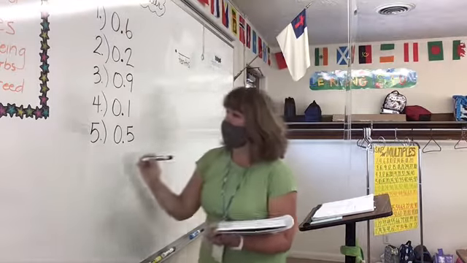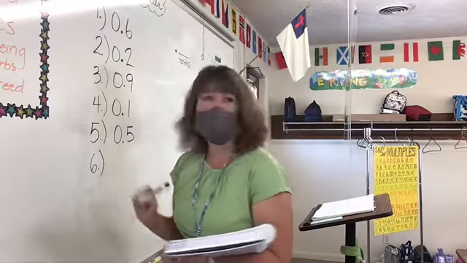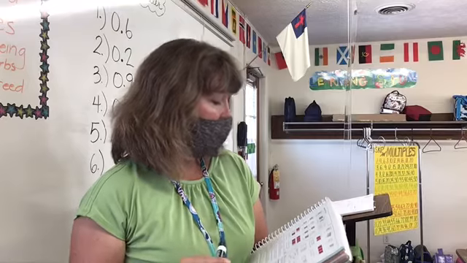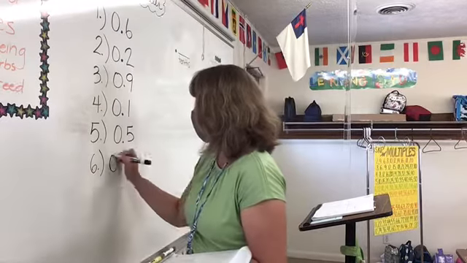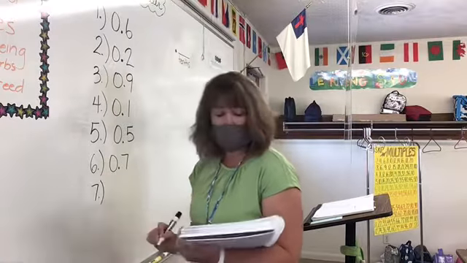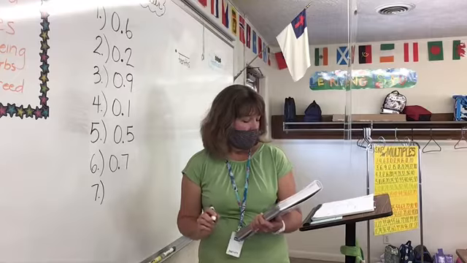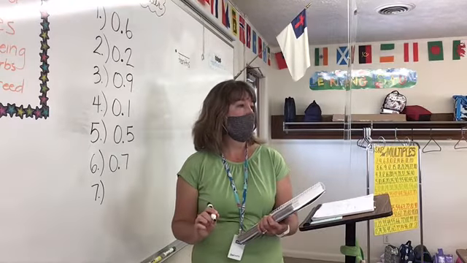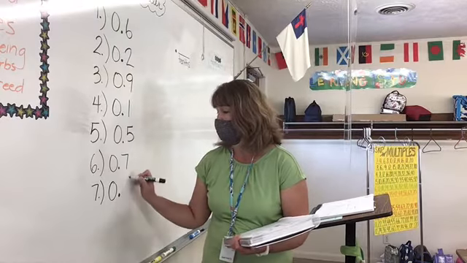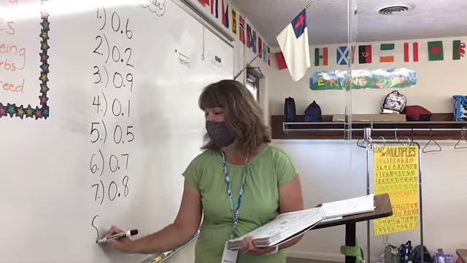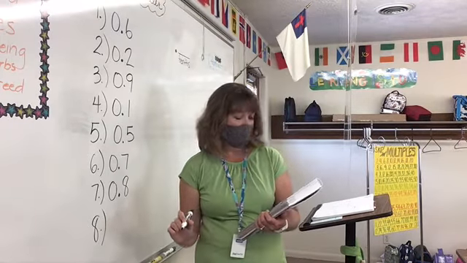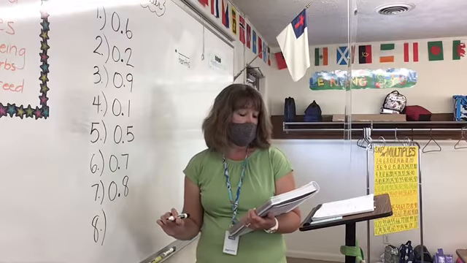Okay, number 6. Lucy. 7. Good. 7 tenths. Number 7, Micah. 8 tenths, right. Number 8. Autumn. 1 whole. Very good. Because all of them were colored in.